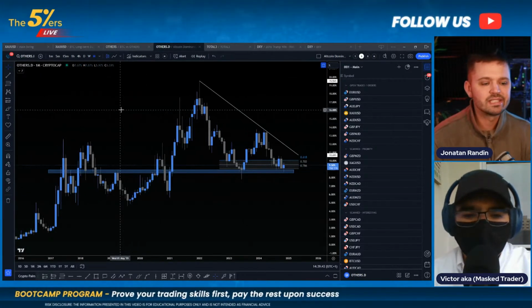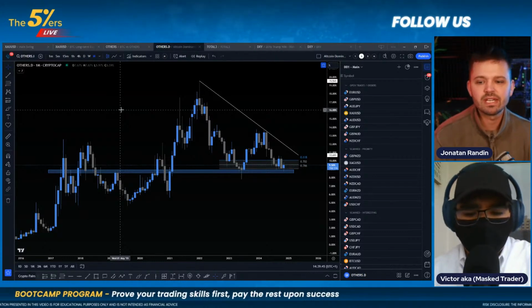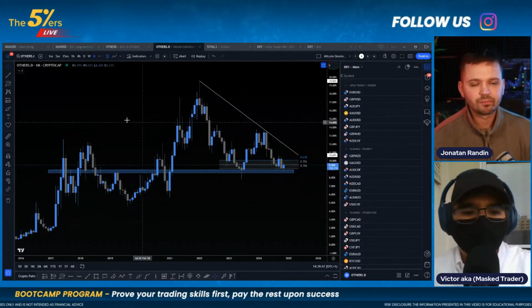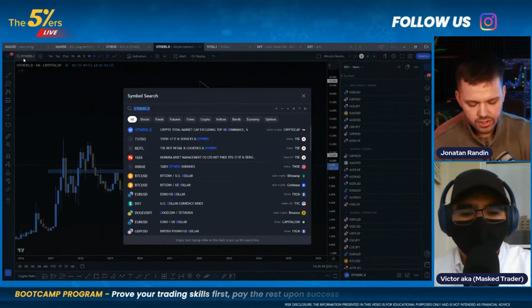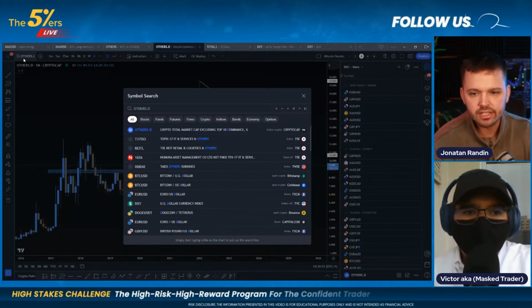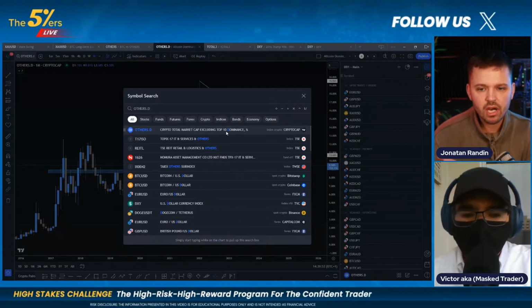Another chart that I think is important to look at is the altcoin dominance. Now, what is the altcoin dominance? Basically, what it means is, let me see what others is. Okay, so this is the market cap. This is the dominance.